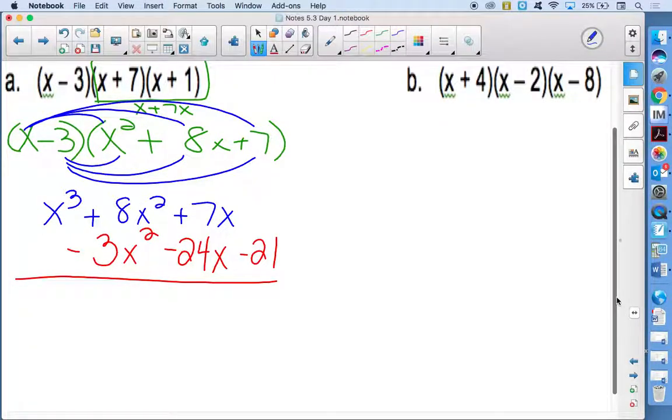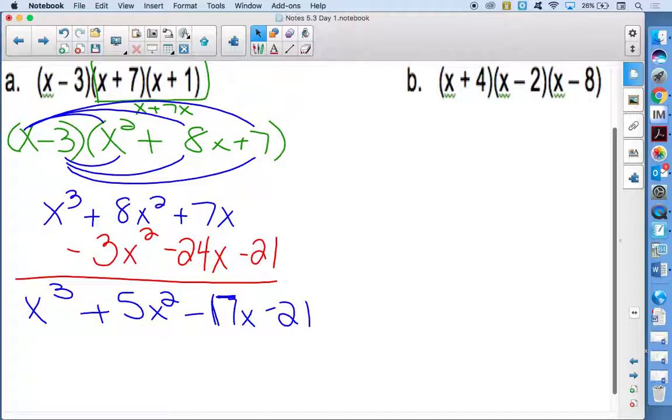Grace L, what do you get when we combine our like terms? You get x cubed plus 5x squared. Yeah, 17. So you're getting 17x and then a minus 21. So see if you can complete the last two problems if you haven't done so already.